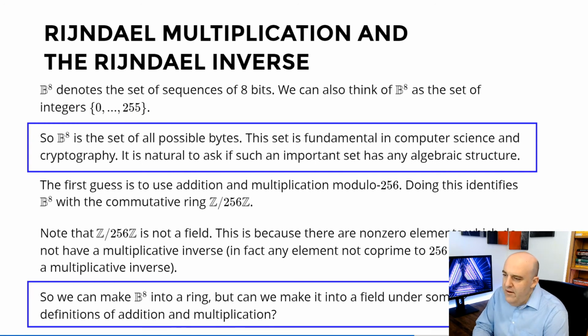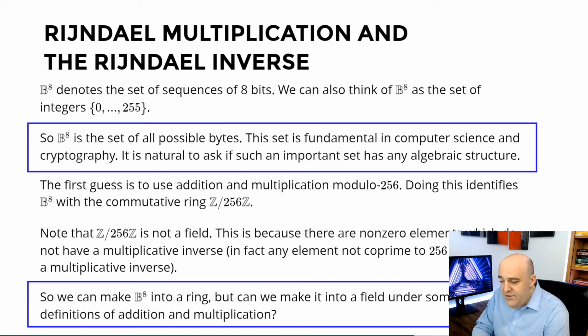So let's finally talk about this Rijndael structure that we're going to put on B8. And what is B8 again, as we talked about before? It's just the set of sequences of 8 bits, which we can look at as the integers from 0 to 255. Now, B8 is the set of all possible bytes, right? A byte is 8 bits, and so B8 is a notation for the set of all bytes. And really, the set of bytes is such an important set in computer science and cryptography. It's natural to ask if there's some type of algebraic structure we can put on that set, other than just being a set. And I guess the first natural guess would be to use addition and multiplication mod 256.